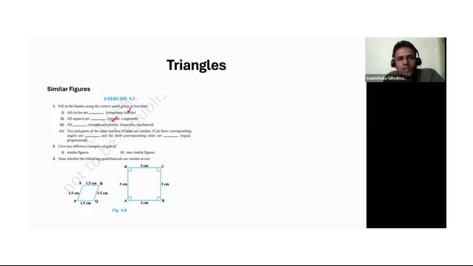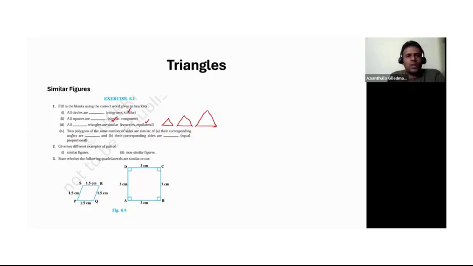So all blank triangles are similar. Which type of triangles are similar, isosceles or equilateral? All the equilateral triangles are similar, I would say. Let's say I have an equilateral triangle with side 1 centimeter, and another equilateral triangle of side 2 centimeters. Similarly, I have another equilateral triangle of side 3 centimeters. So these are all similar triangles.